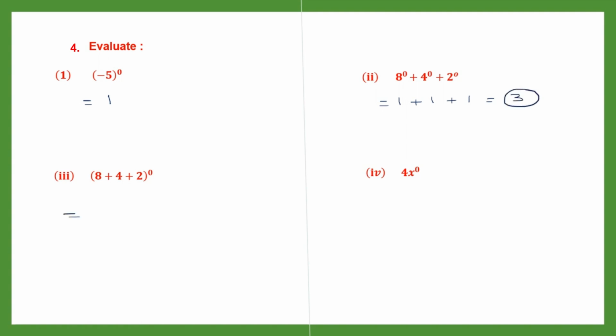Now here it says 8 plus 4 plus 2, the whole thing raised to the power of 0. So the whole thing raised to the power of 0 is 1 only. But we can still solve it. 8 plus 4 is 12, 12 plus 2 is 14, 14 raised to the power of 0 is 1. So the answer here also is 1. Now the next one here is 4x raised to the power of 0. So this 0 is only for x, not for 4. So this will be 4 into x to the power of 0, which is 4 into 1, and the answer is 4. The answer here is 4.